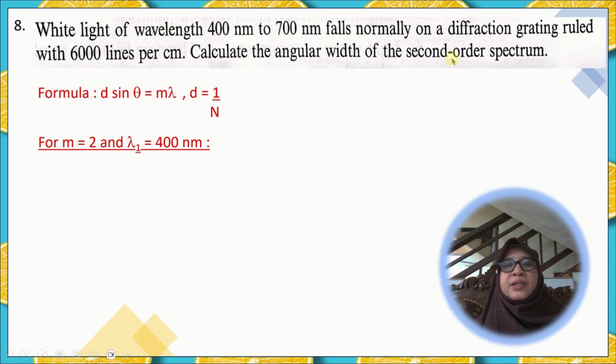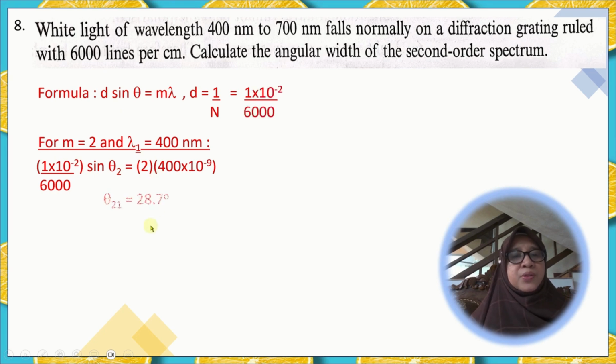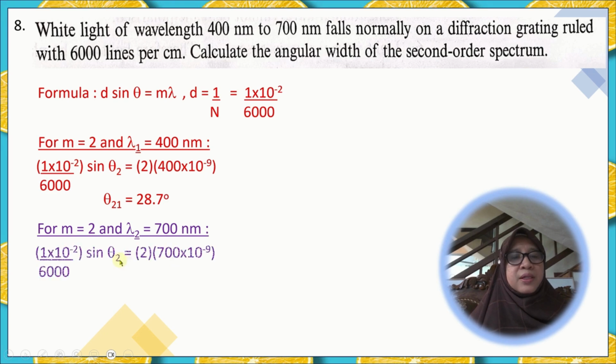So for m2, second order here, m2 and lambda 1 is 400 nanometer. So we substitute into the equation 6,000 lines per centimeter. 1 centimeter converts to meter, we get 1 times 10 to the power of negative 2 meter. So we get theta 2 equals 28.7 degrees. For 700 nanometer, second order, we get theta 2 as 57.1 degrees.